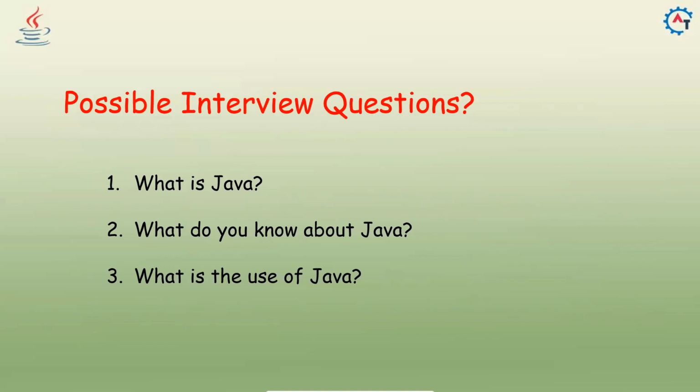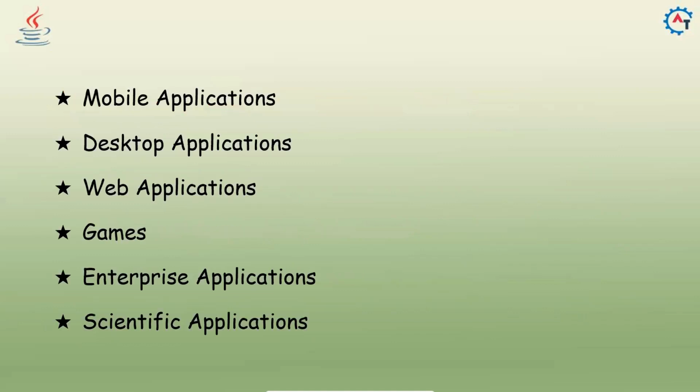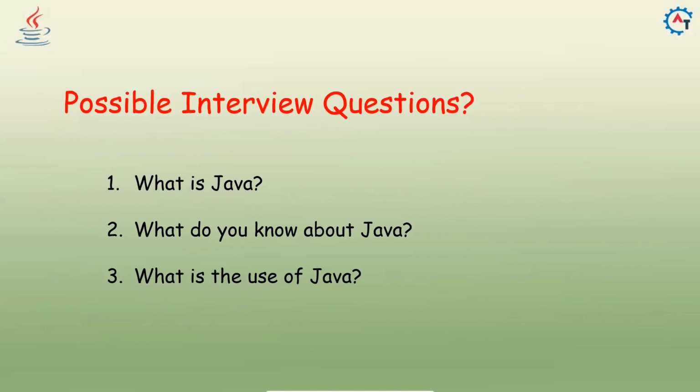Once you learn the basics, there are some possible interview questions. People may ask what is Java. Java is a high-level programming language, means easily understandable, you can easily debug, programmer friendly, something like that you can say. What do you know about Java? You can say the same things. What is the use of Java? We just saw that: you can develop these kinds of applications. These kinds of questions you may encounter in any of the interviews, so be prepared for all these things.